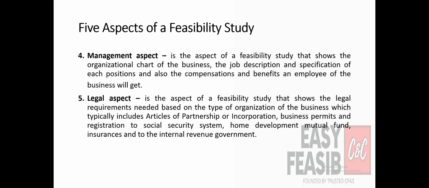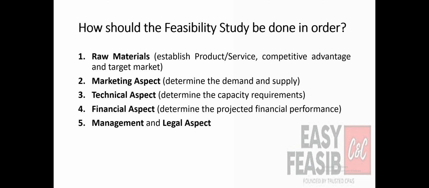These two aspects of the feasibility study are the least important part as it will only rely mainly to the earlier three aspects mentioned, which is the marketing, technical, and financial aspect. So the best way to start a feasibility study is first identify your product, competitive advantage, and target market. Then do the aspects of the feasibility in chronological order. Number 1, marketing aspect. Number 2, technical aspect. Number 3, financial aspect. Number 4, management aspect.